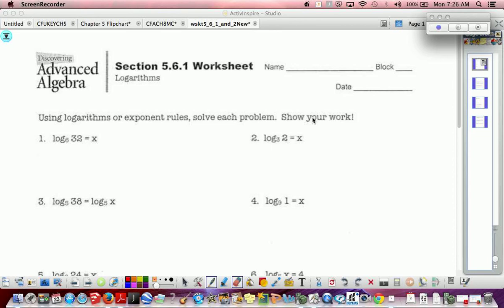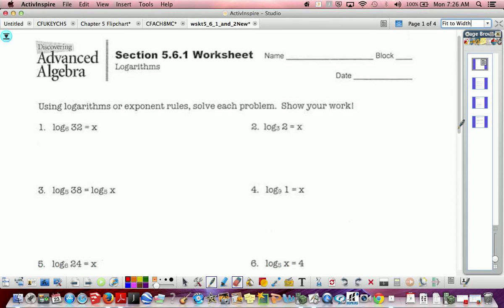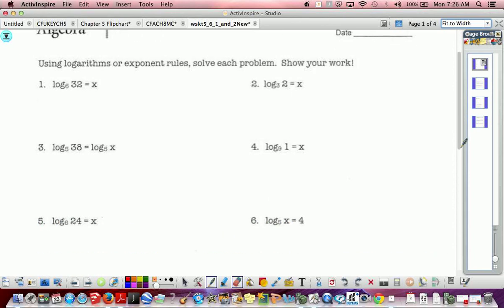On the first few problems here, it says use logarithms or exponential rules to solve each problem. Show your work. On at least the first couple problems, notice how x is already by itself. So the question is, can I solve this logarithm by some of the things that I know? One of the rules that I know is the change of base formula. So I can solve this by taking the log of the number over the log of the base.